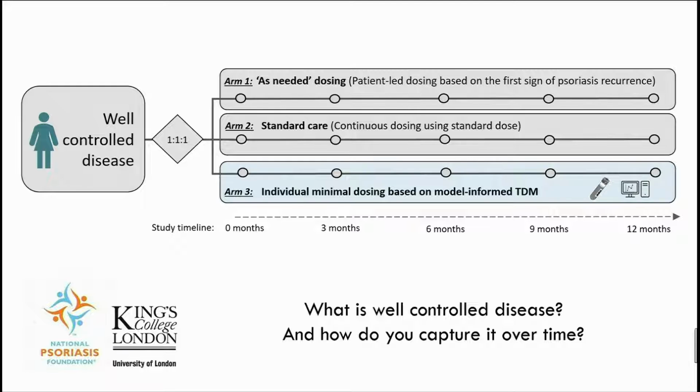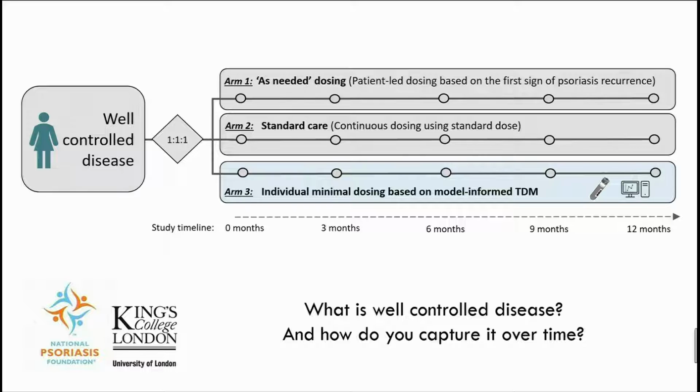We're taking a population of people who've got very well controlled disease and randomizing to continuous, or as they need it, when their psoriasis pops back, they're going to re-inject themselves immediately. I mean, the threshold for restarting in the trials is often quite high, but we're going to leave it to patients to decide exactly when to start. And then the third arm is around a model-informed precision dosing to try and minimize their drug exposure to maintain well-controlled disease.